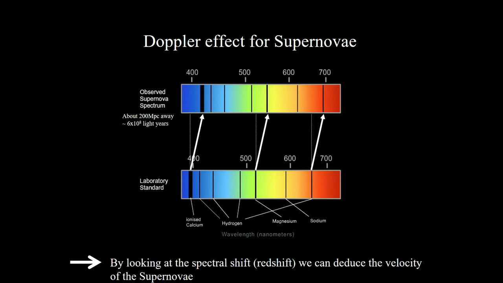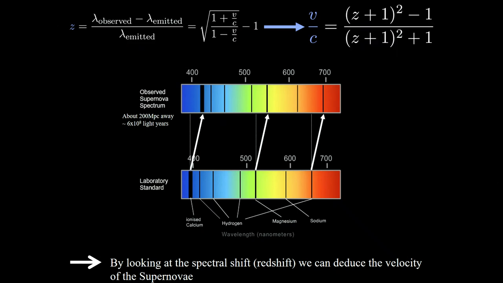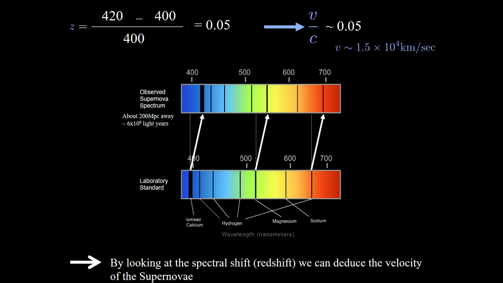By analyzing the shift in the spectrum, we get a good indication of how fast the object is moving away from us. This is the redshift. We're just comparing: we see something at a wavelength of 420, for instance, when it should be at 400. So we get what we call the redshift z. From the redshift z, we get directly the speed of the object, roughly 0.05 compared to that of light. So it's moving at 5% of the speed of light, which corresponds to a speed of, let's say, 1.5 times 10 to the 4 kilometers per second. It's huge.